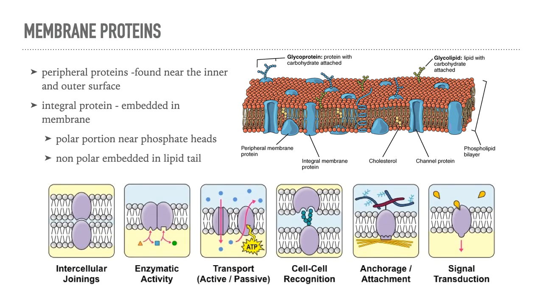All right, so now let's talk briefly about the membrane proteins themselves. As I mentioned, you have peripheral membrane proteins. These are proteins that are going to be found near the inner or outer surface of the plasma membrane or cytoplasmic membrane. And then we also have integral proteins, and these are going to be completely embedded in the membrane, completely passing all the way through.